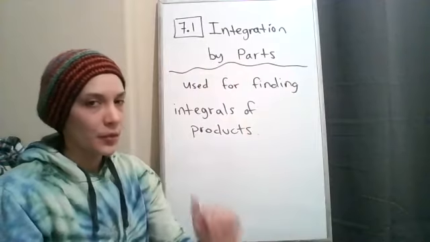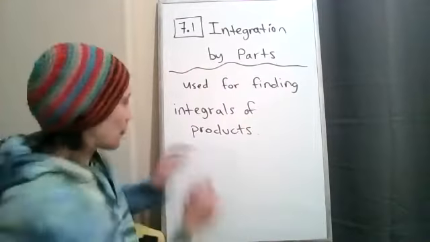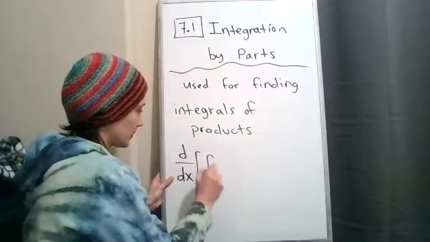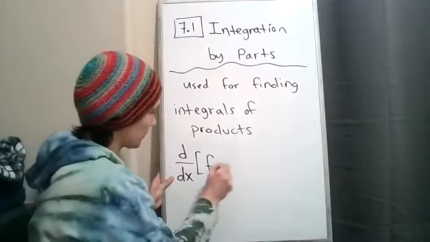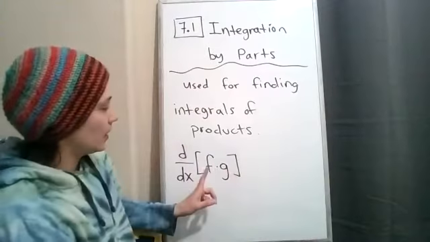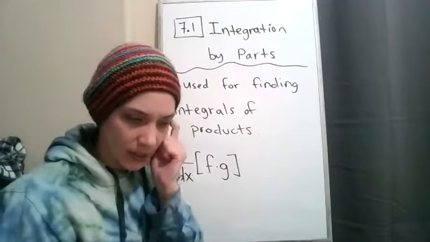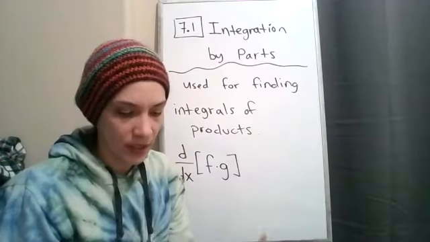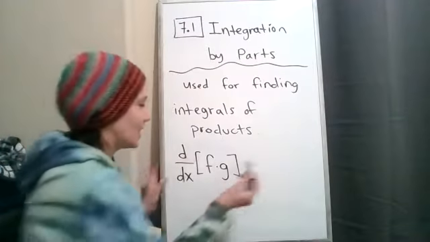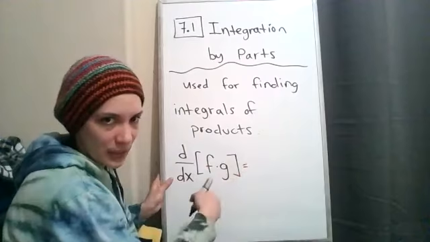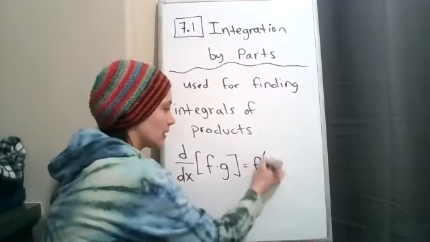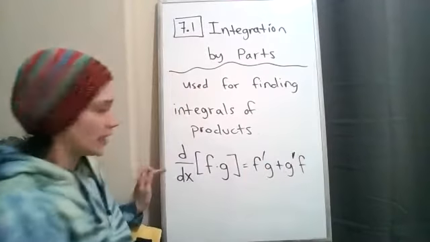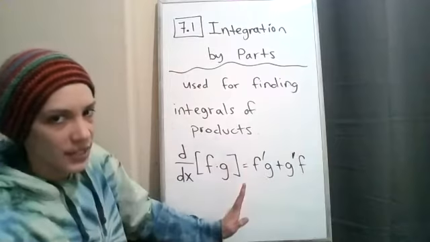Okay, taking the derivative of f times g. The derivative of f times g is f prime g plus g prime f. Okay, we know this one. Yeah, that's the product rule from last semester. F prime g plus g prime f. Okay, so we take this and integrate both sides.